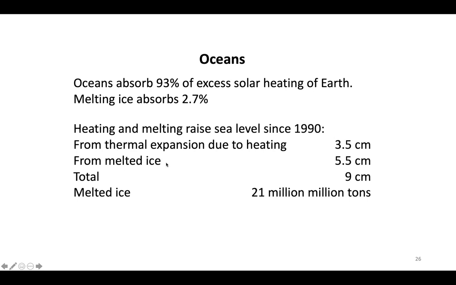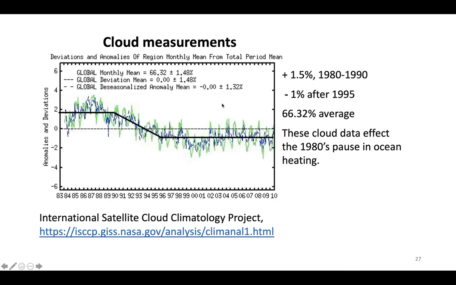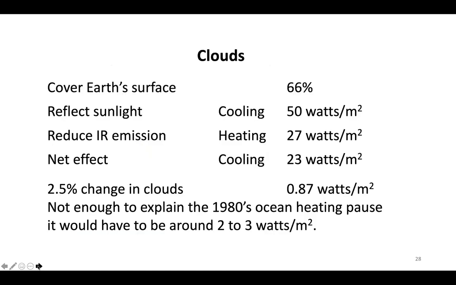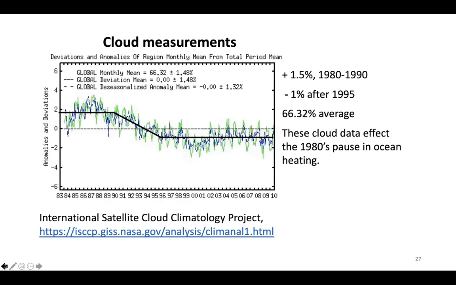The melted ice, that 2.7% of the heat, melted about 21 million tons of ice. And that causes a 5.5 centimeter increase. The total is about 9 centimeters or 4 inches as of 2011, according to IPCC, and the science that their results are based on. Now, just think how lucky we are that the ocean absorbs 93% of the heat. If we were melting ice with 93% of the heat, we'd have an awfully large increase in the level of the sea.